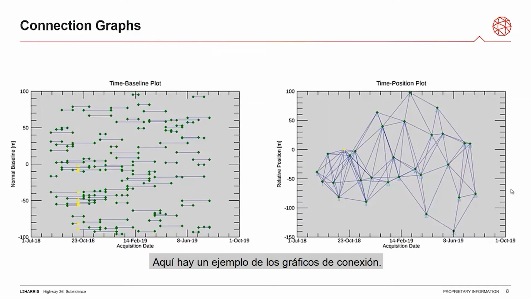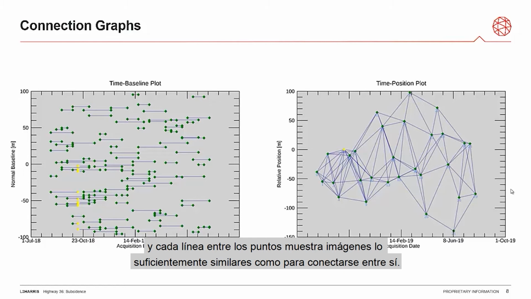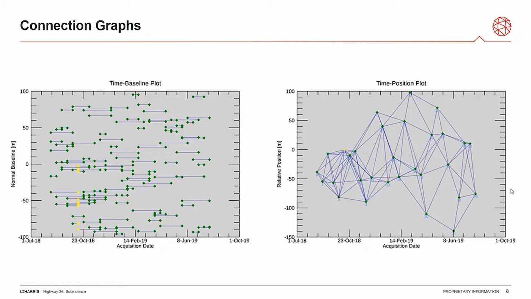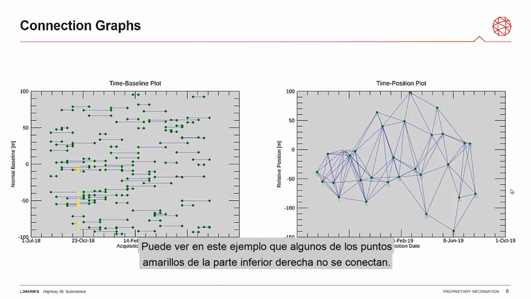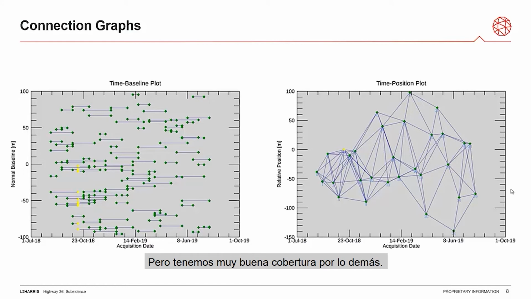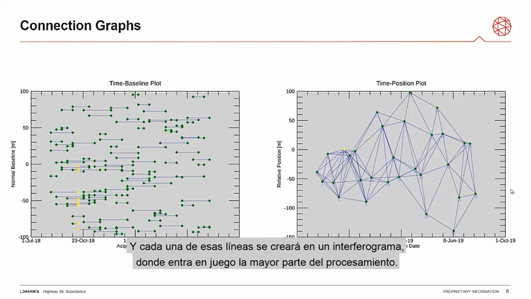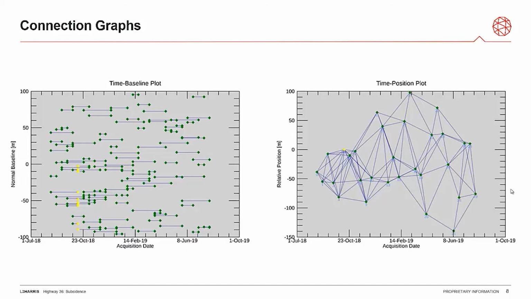So here's some example of the connection graphs. If we look on the one on the right, what this one is showing us is every single green point is an image, and every single line in between them are the other images that it is similar enough to be connected to. A good connection graph should have 5 different connections for each point. You can see most of the ones in this example do fit that, though some of the ones on the bottom right do not. However, we have very good coverage otherwise, and every single one of those lines is going to be created into an interferogram, which is where most of the processing in this comes into play.